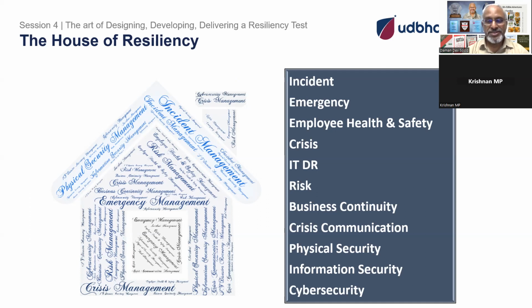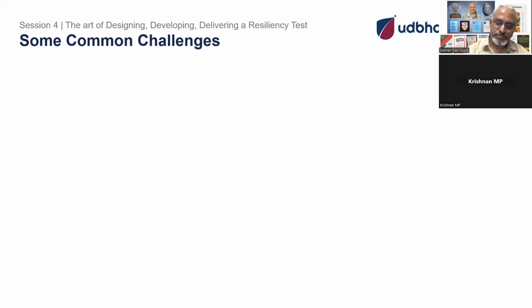Information security and cyber security go hand in hand, but I make a statement, and for that reason, I have kept physical security before information security. There is no information and cyber security without physical security. And for that reason, I did not want to exclude physical security from my house of resiliency. So these 11 components may be 11 different programs running in an organization.